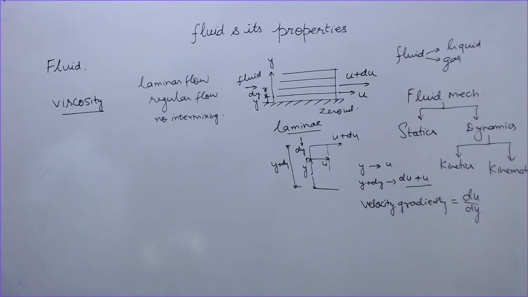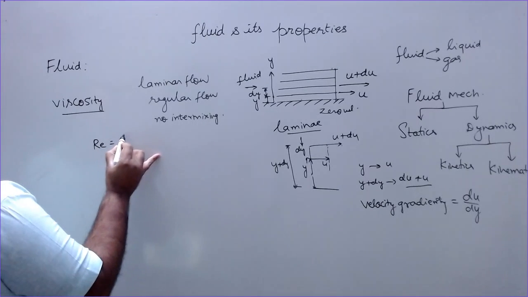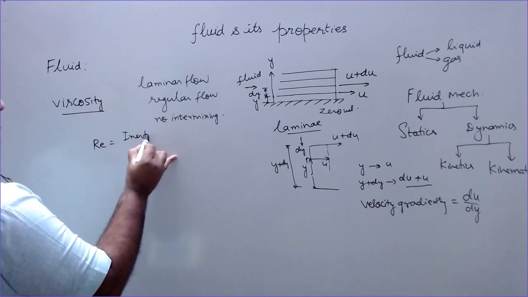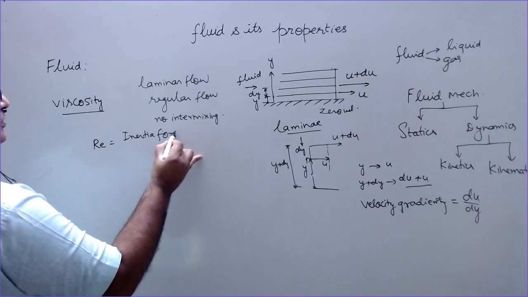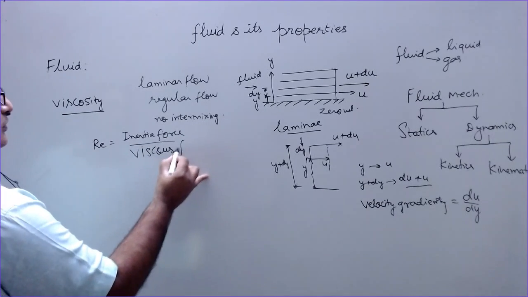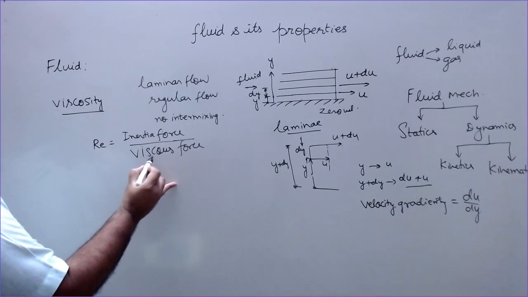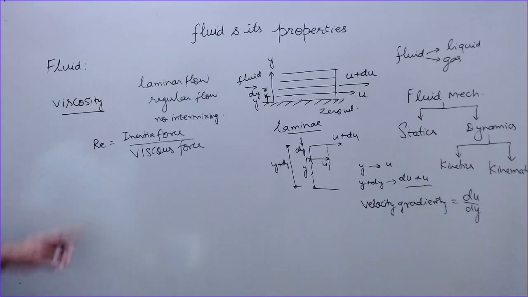What is Reynolds number? This is the ratio of inertia force to viscous force. Reynolds number is a dimensionless number, that is inertia force divided by viscous force. So when viscous forces are dominant, viscosity is high and inertia forces are low, Reynolds number will have a lower value. So the flow will be laminar.